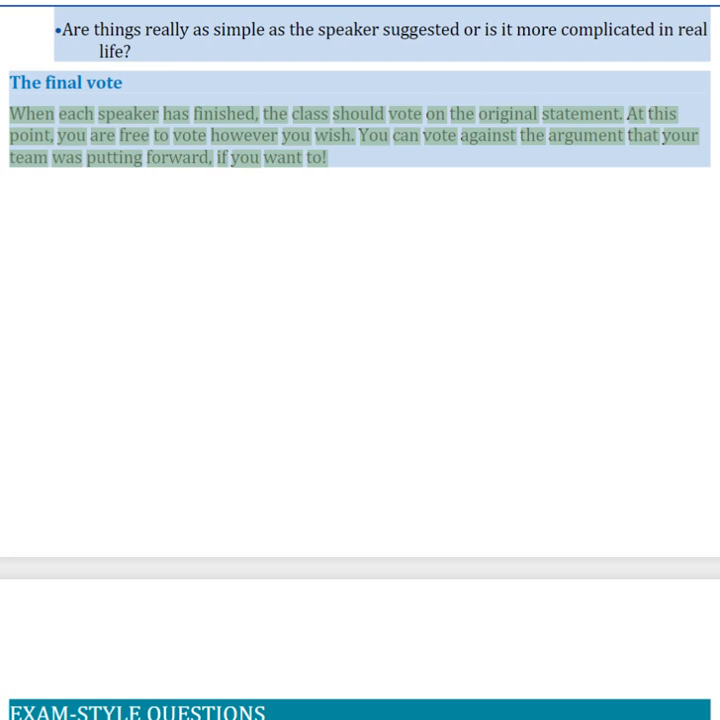You can vote against the argument that your team was putting forward, if you want to.